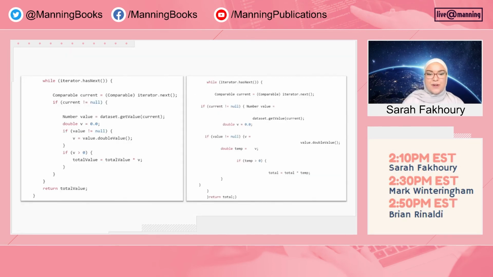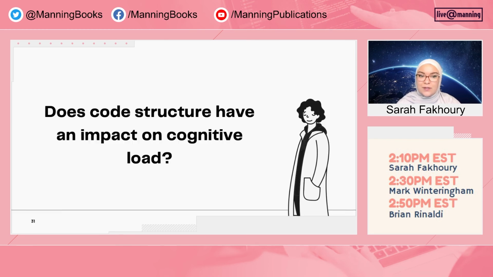So if you remember our first example that we looked at the beginning of the talk, we had some obvious examples about what makes code hard to read and hard to understand. But we really wanted to use our neural imaging framework to see if we have empirical evidence that something like code structure actually impacts cognitive load. And so that's the next thing that we studied.